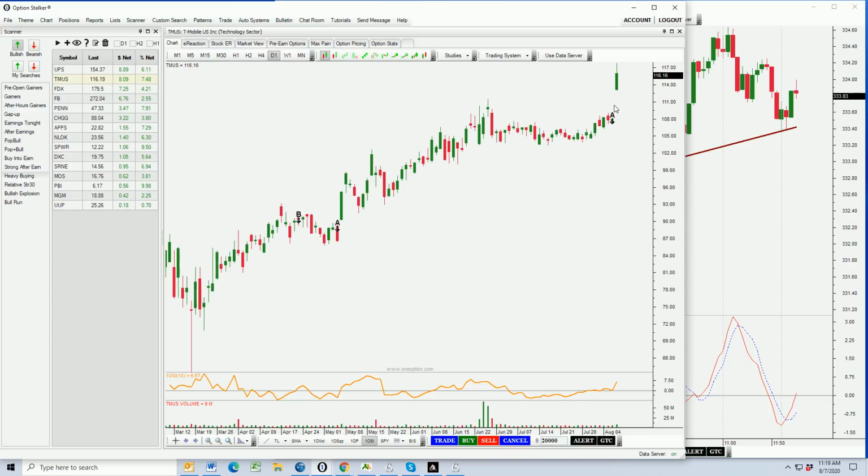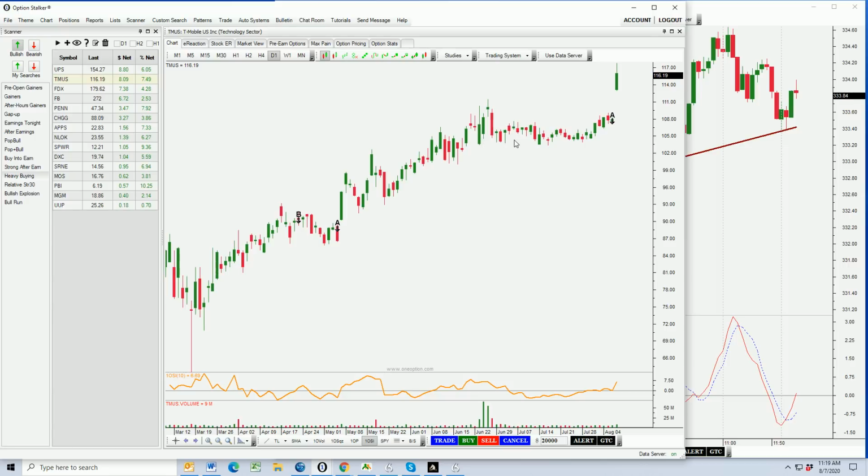I love this breakout. You can see this compression. The longer and tighter the compression, the bigger and more sustained the breakout. TMUS, Sprint deal done. Excellent earnings after the close yesterday. Stock gapping up. Not a fast mover. This is not a fast moving stock.